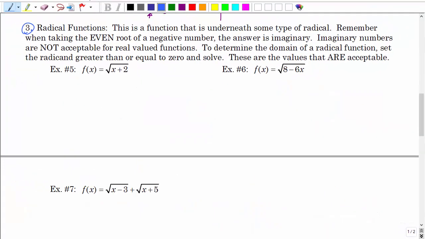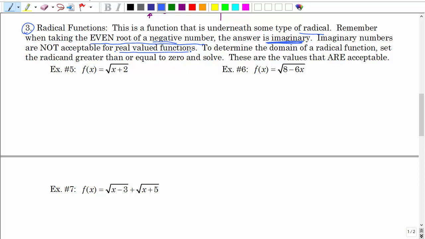The other type of functions that we may encounter are radical functions. What are these? This is a function that's underneath some kind of radical. Our most common radical sign is a square root. Remember, when you're taking the even root, most of the time it's a square root. If you take the square root of a negative number, the answer is imaginary.